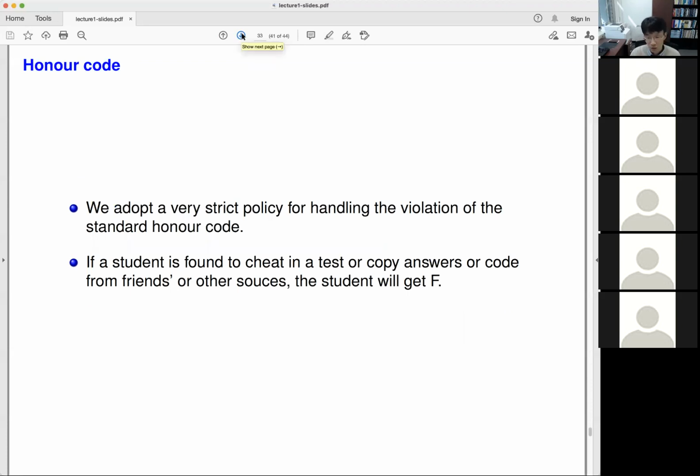And that brings us to this honor code. So we're gonna adopt a very strict policy for handling violation of the standard honor code. If a student is found to cheat on tests or copy answers or code from friends or other sources, the student will get F. And in the past, we adopted the same policy for multiple courses. There was one case where a student was found to cheat, and that student got F as a result.